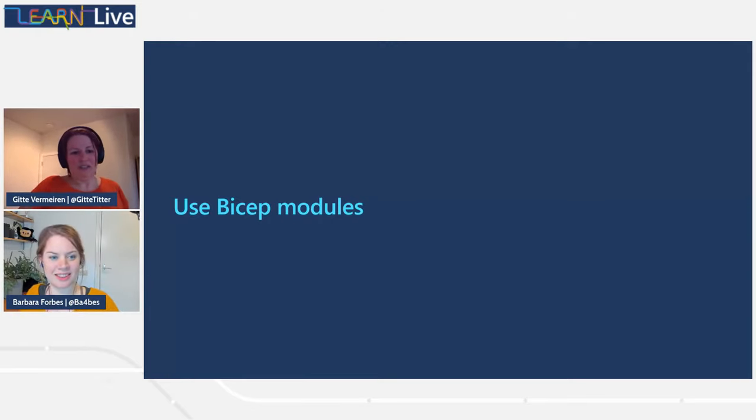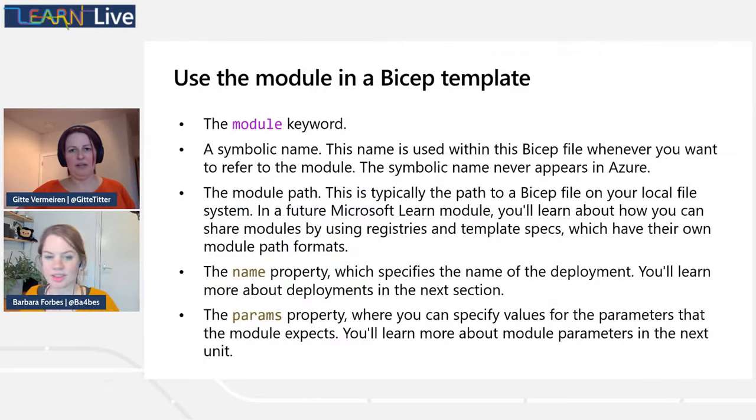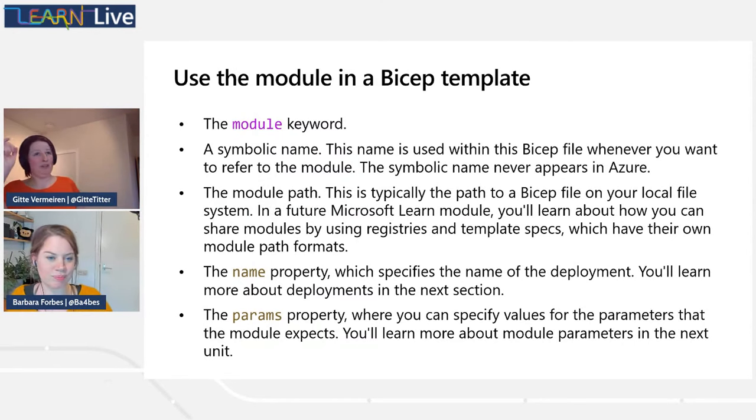Okay, so using Bicep modules, you actually already showed this one in code, but just to recapitulate, to repeat what we did there. So how you use a module. The key there is that you use that module keyword. You give it a symbolic name. The symbolic name is how you then refer to that module.